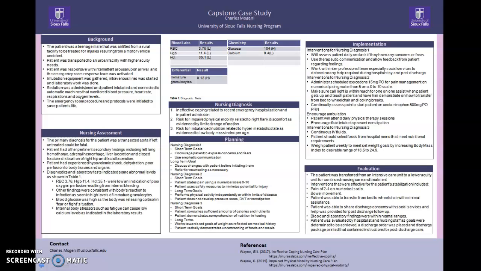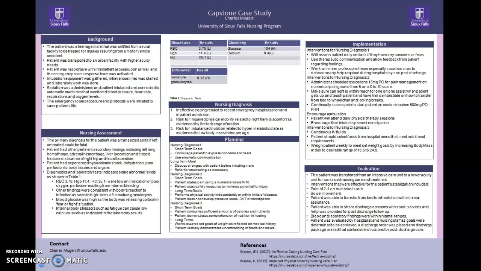Nursing assessment. The primary diagnosis for the patient was a transected aorta, which, if left untreated, can be fatal. Patient had other pertinent secondary findings accompanying this injury that included left lung pneumothorax, adrenal hemorrhage, liver laceration, and closed fracture dislocation of right hip and facial laceration. Patient had experienced hypovolemic shock, dehydration, and poor perfusion to body tissues and organs.